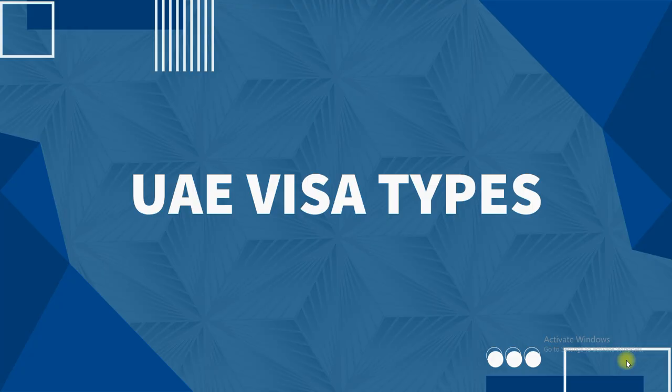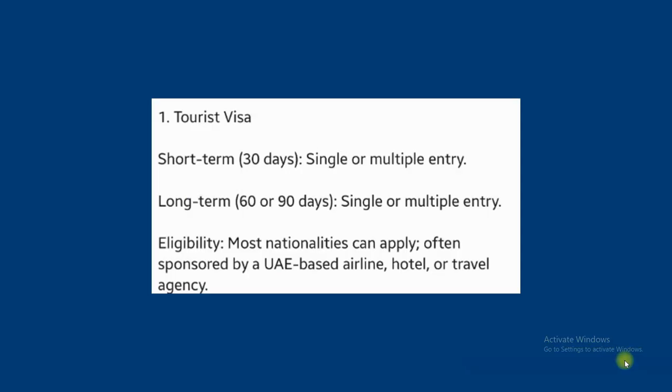In UAE, we have different types of visas. Nearly we have 10 types of visas. Now we will learn every visa one by one. First, we have the tourist visa.